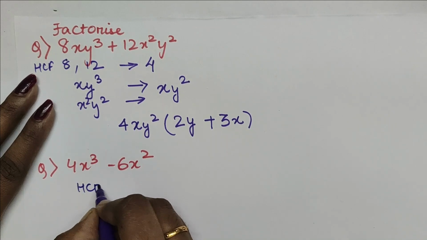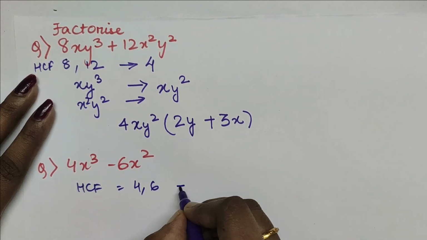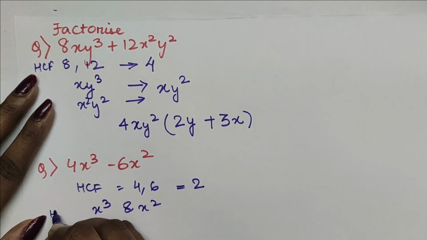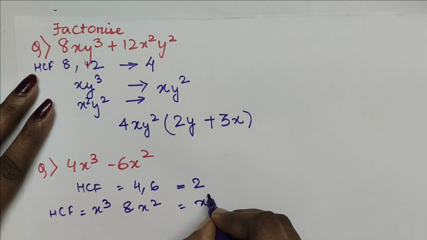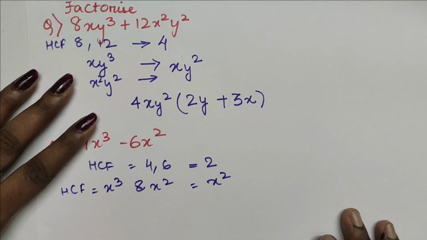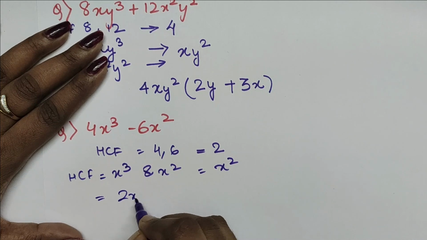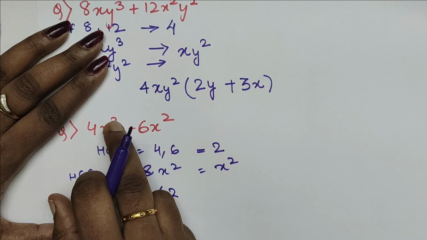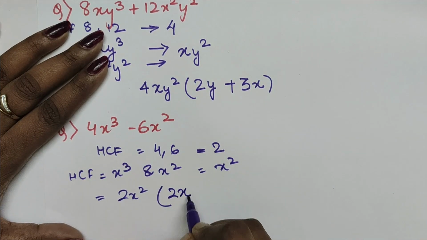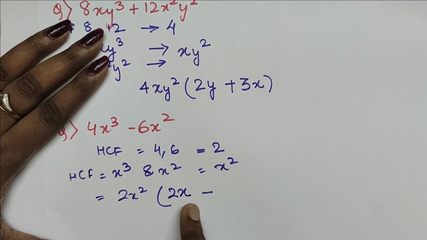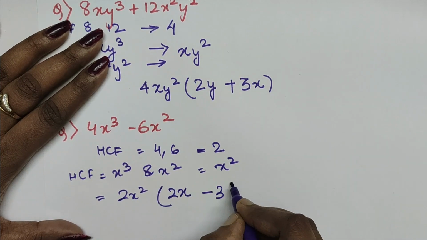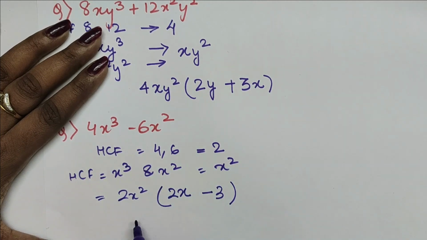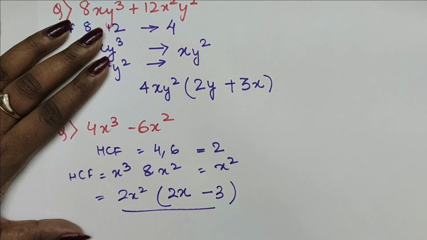One more simple question, that is 4x cube minus 6x square. You know that the HCF of 4 and 6 will be 2. Out of x cube and x square, what will be the lowest power? It will be x square. So how do I do it? I will take 2x square as common. What should I multiply to get 4? 2. And already x square is taken out of the cube, so I'll just take x, minus, because here it is minus, and 3. When I open this, I will get the same expression. So this is the factorized form of this.